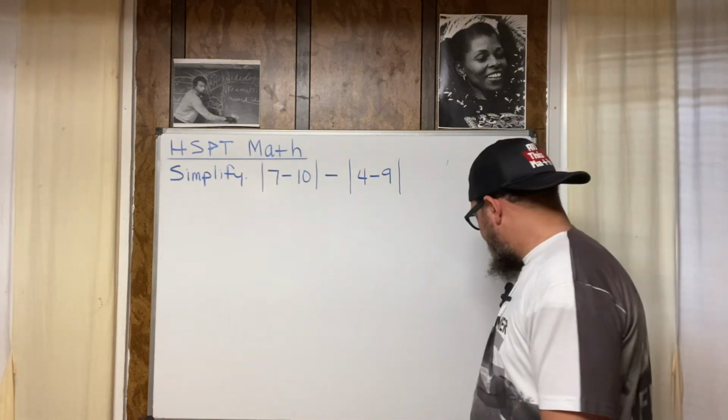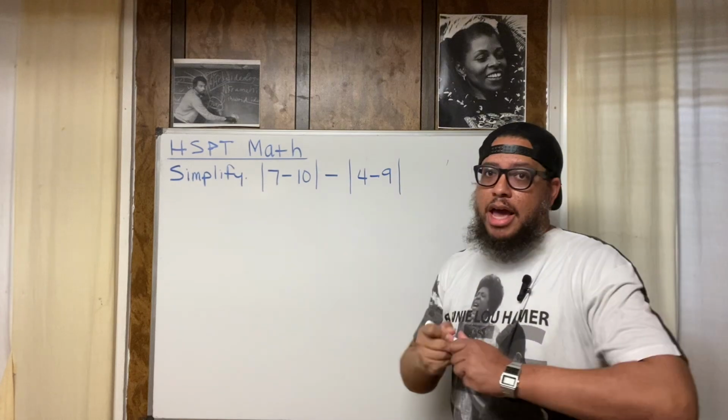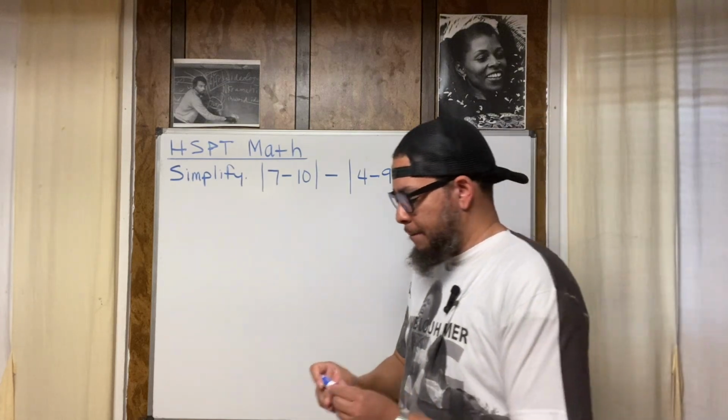So 7 minus 10 is going to be -3. So I'm going to write the absolute value of -3.